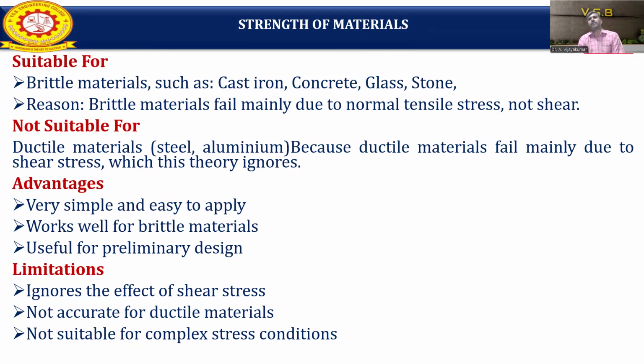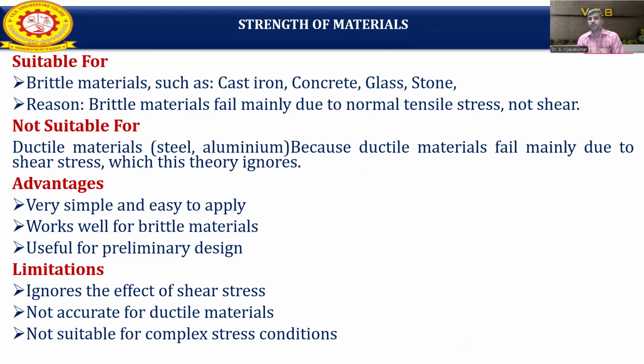What is a negative or limitation when you are using Rankine's theory? It ignores the effect of shear stress. That's why we are considering only normal stress. So if you ignore the shear stress, it is not accurate for ductile materials. That's why we say we should not use it for ductile materials. We need to use it only for brittle type failure. It is also not suitable for complex stress conditions. What is combined stress? When you have stresses acting in combination at different positions, we cannot use Rankine's theory.